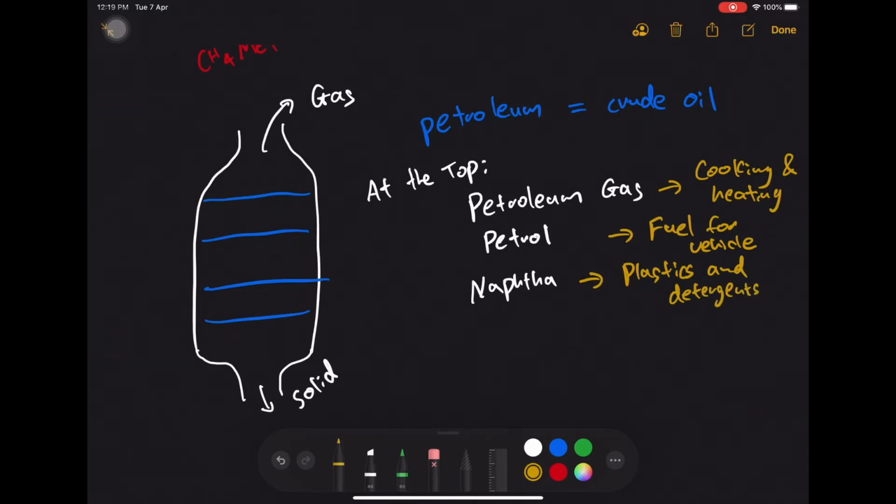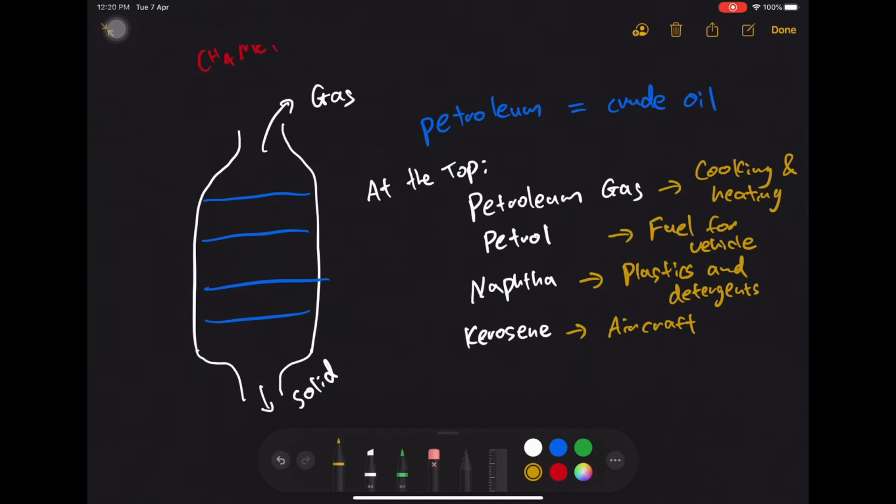The next one we have our kerosene. This kerosene is used as fuel for aircraft, also used for cooking and heating, but it's much more in a liquid form, so it's good for it to burn for aircraft. So this is used for aircraft. Also it can be used for heating and cooking.